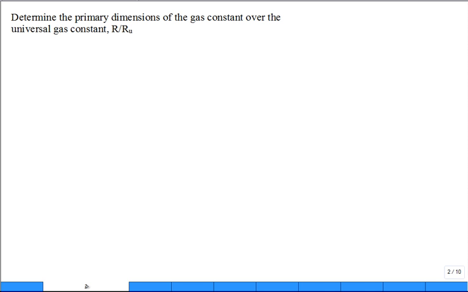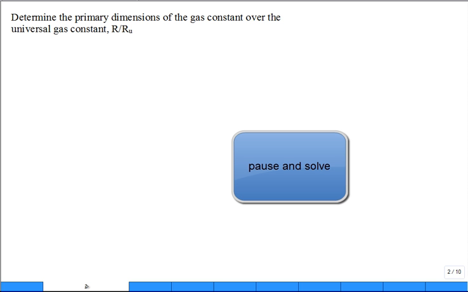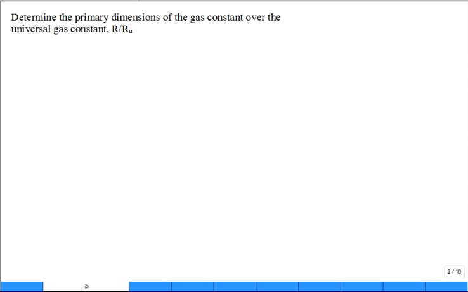Determine the primary dimensions of the gas constant over the universal gas constant. So I'll just stop. That's just a warm-up activity, okay? And you just do that. All right, so what is R and what is R sub U? R sub U is maybe 8.314 kilojoules per kilomole Kelvin.